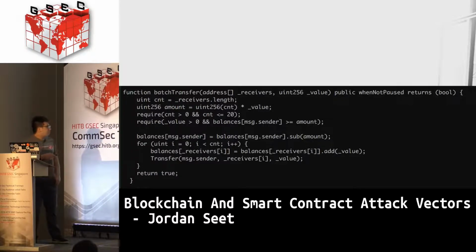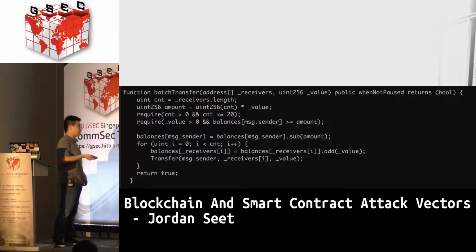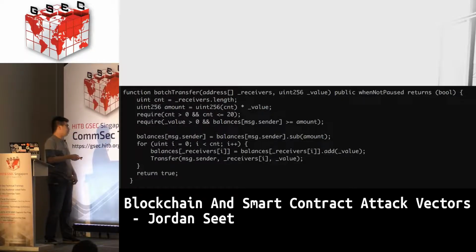So we initialize count, which is receivers.length, so how many receivers there are. We have the amount, which is the number of receivers multiplied by the value that we want to send. We require the count to be more than 0 and less than 20.